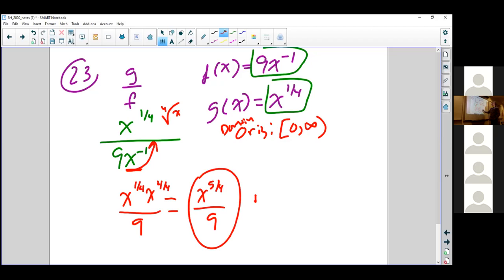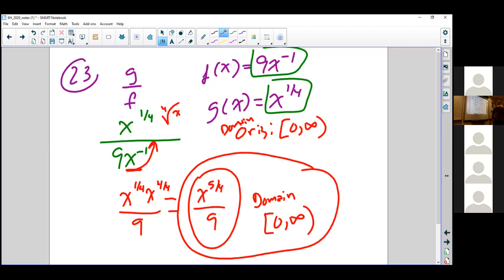And then my domain has to be at least what my original is, or it could be tighter. So 0 would still work because I'd have the 1/4 power. So it's still going to be hard bracket 0 to infinity. So this entire thing is the answer to number 23.